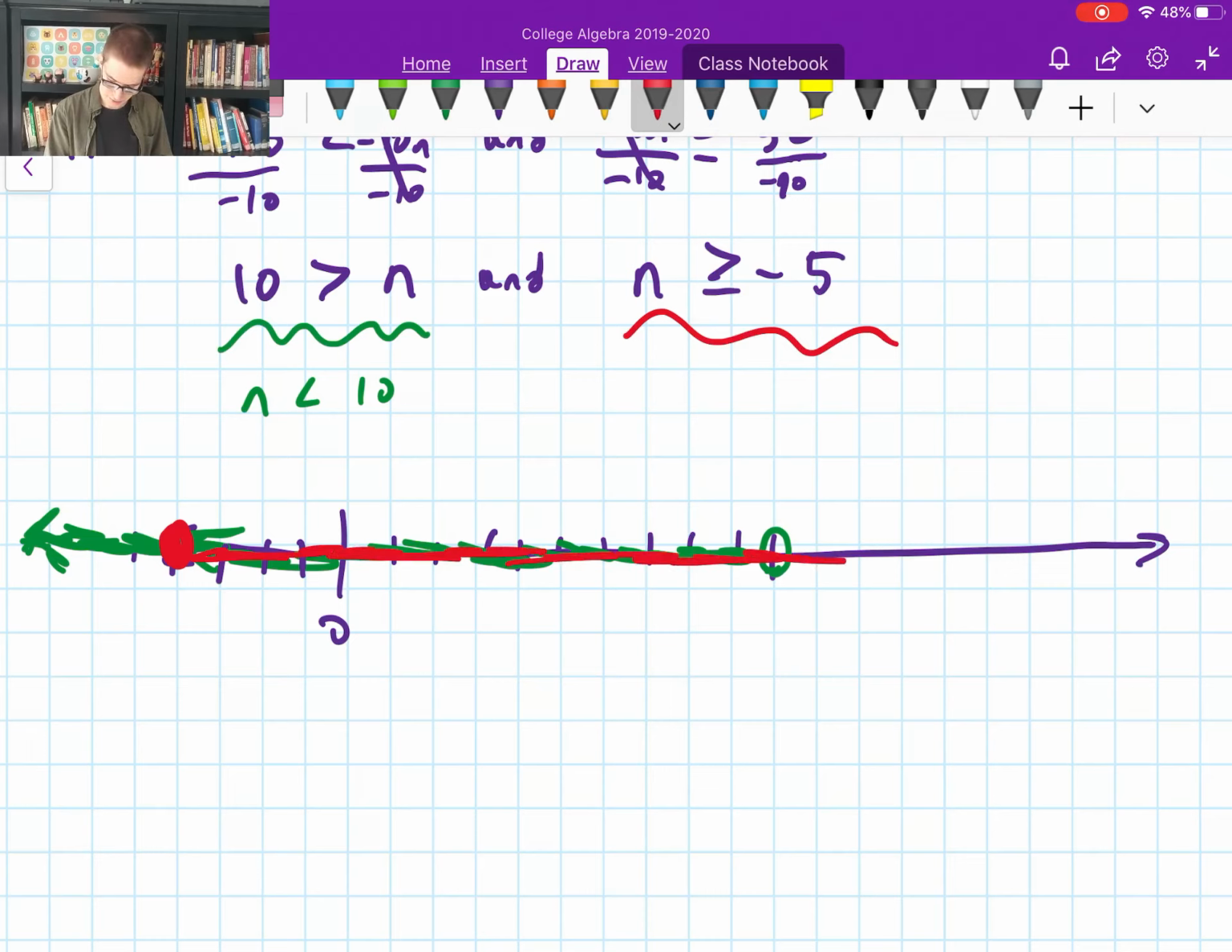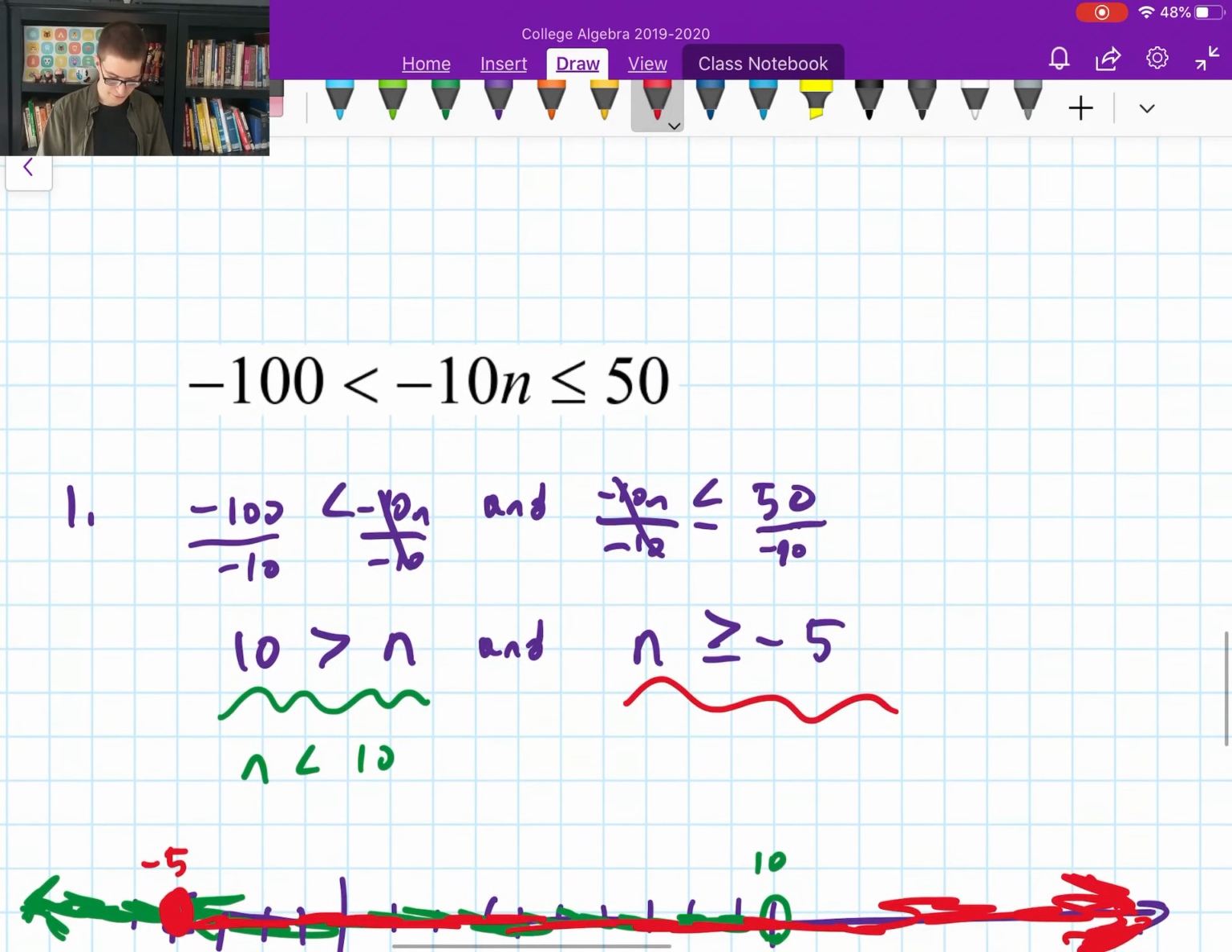Okay. And we'll go ahead and draw our arrows just like that. And let's see, because it's an "and" equation, we have to find the places where it overlaps. And we say, okay, it overlaps. The places where I can find two points is from this -5 all the way up to the 10. Okay, so what we can say is it's from -5.